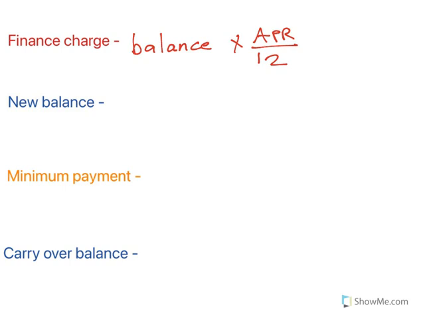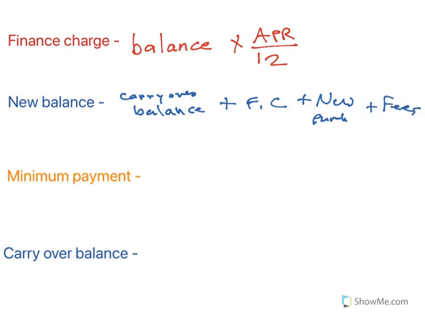So dividing by 12 makes it monthly. Now, to find the new balance, we take that carryover balance, then we add the finance charge, and we add any new purchases, we add any fees, and that gives us the new balance. So you will find the finance charge first, then you add all these things together.